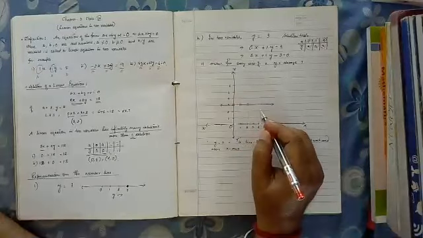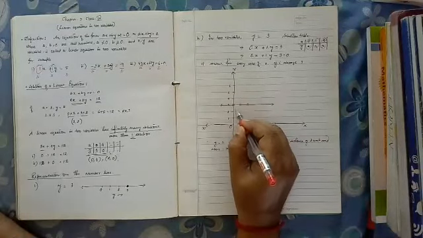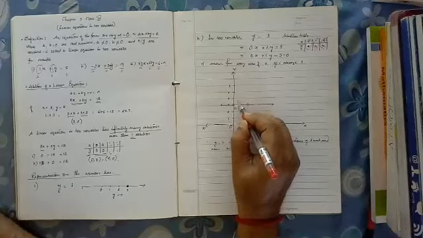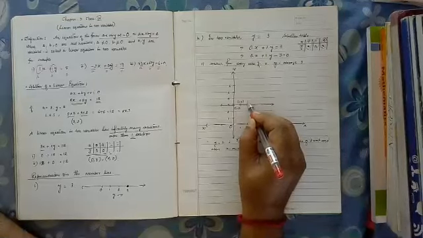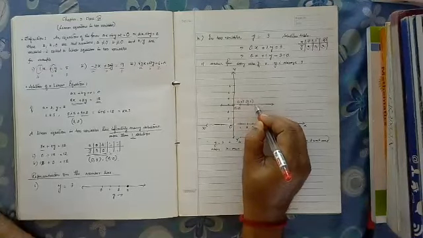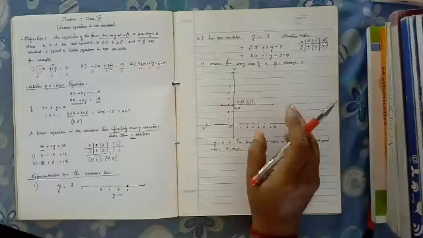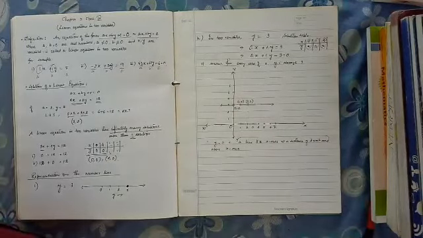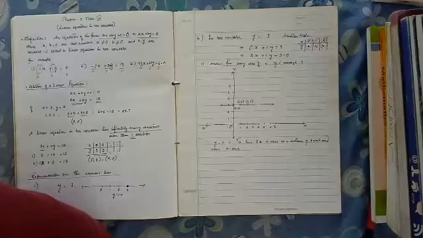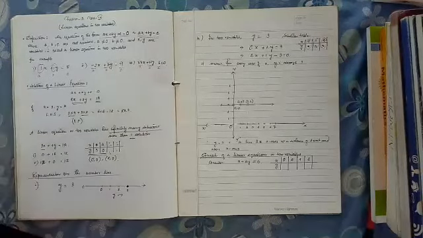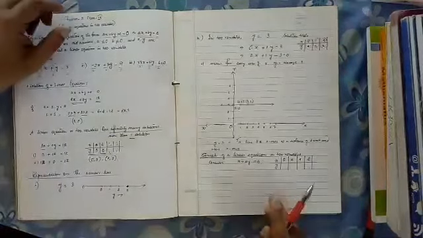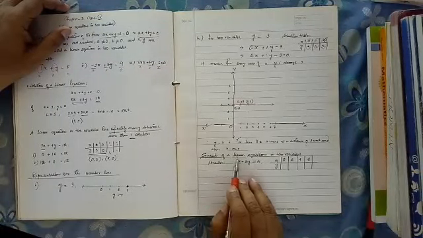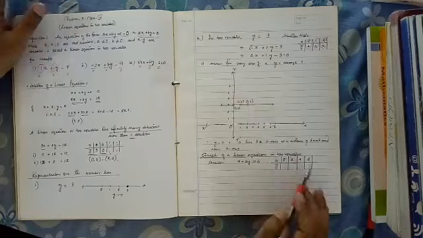So all these points we come to know: this is (0, 3), this is (1, 3), this is (2, 3). So this is also one kind of solution. Now we are going to learn the graph of a linear equation in two variables.